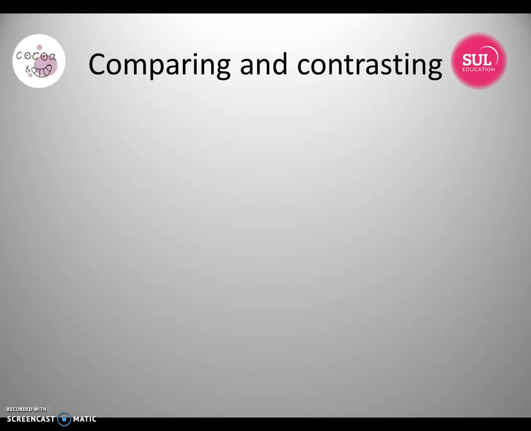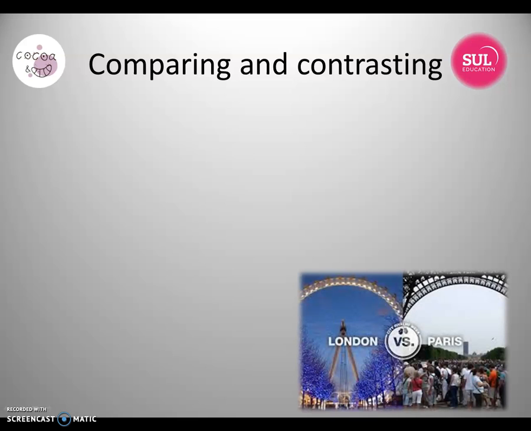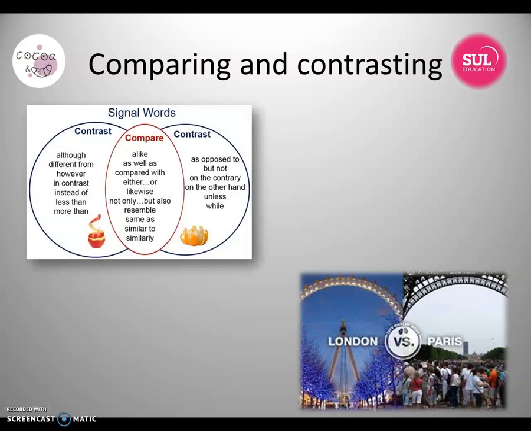With students from two different countries and cultures, comparing and contrasting are great skills to have. I mean, the whole point of these kids visiting Britain is to learn that there are differences, but at the end of the day, we're all very similar. If we go back to our London versus Paris example, we can use some of the words from this Venn diagram. See if you can pick out the comparing and contrasting words from the Venn diagram.